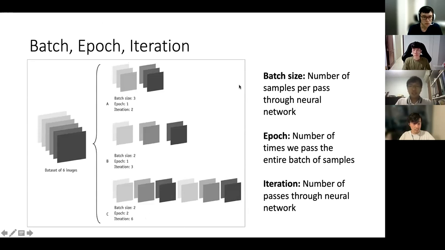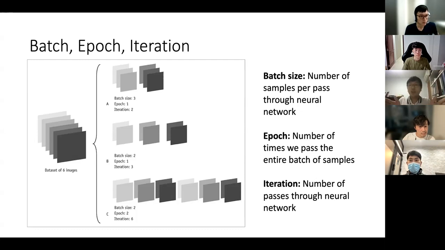So batch size is basically like when you pass something through the network. Let's say you have 6 images. You can either pass all 6 in one go, in which case your batch size will be 6. But in practical cases, you may not have the capability to store all 6 images in your RAM, the random access memory of your computer. So you might need to split them up into smaller batches in order to do training.